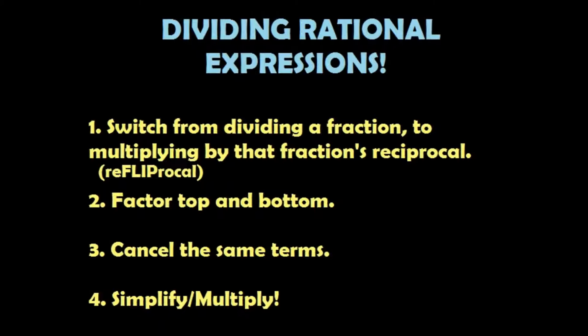Now that we've finished learning how to simplify and to multiply rational expressions, let's learn how to divide. Dividing rational expressions isn't much different than multiplying. There's one main step that is essential when dividing rational expressions, and it's just like dividing whole fractions. You gotta flip the second fraction. So, okay, let's go over the steps. Step 1. Switch from dividing a fraction to multiplying by that fraction's reciprocal. Step 2. Factor top and bottom. Step 3. Cancel the same terms. And step 4. Simplify/multiply. Just like multiply, except with an additional step 1.